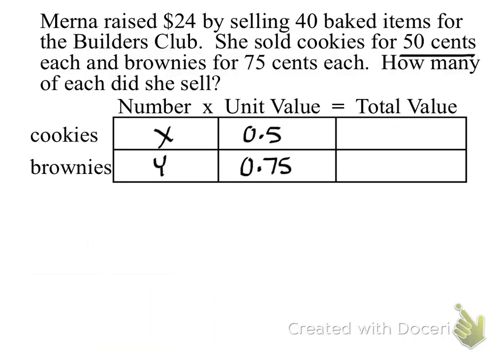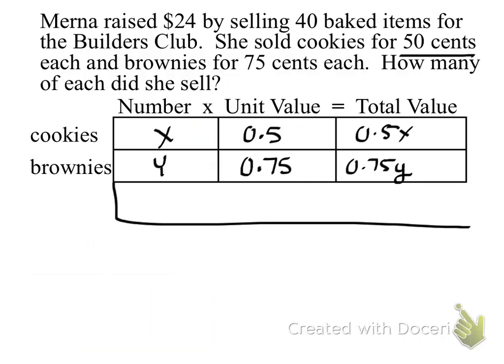Now, what goes in the boxes across, right here for total value? 0.5 X. And then what goes in over here? Elisa? 0.75 Y. Now, I have two more items. What do I put in this box right here? Jordan? 40. Selling 40 baked items.